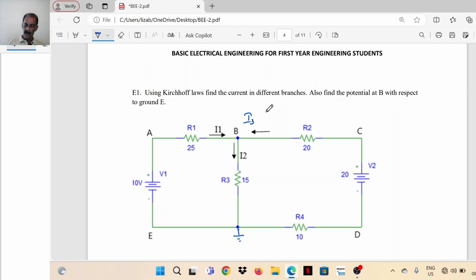What is I3 in terms of I1 and I2? We'll add the incoming and outgoing currents and equate them. So incoming currents are I1 plus I3. Outgoing current is I2. I1 is an incoming current, I3 is an incoming current, I2 is an outgoing current. Therefore, I3 is equal to I2 minus I1. So instead of I3, we can write I2 minus I1.